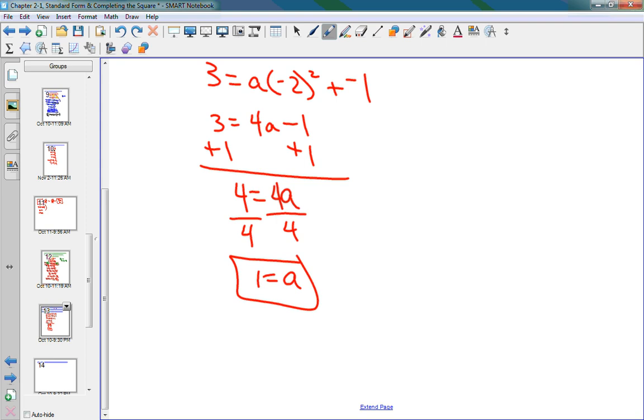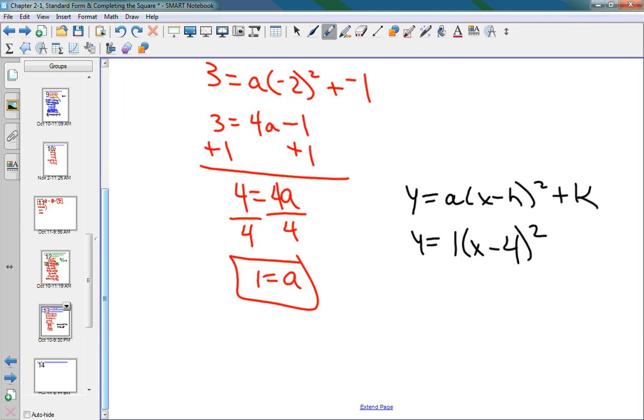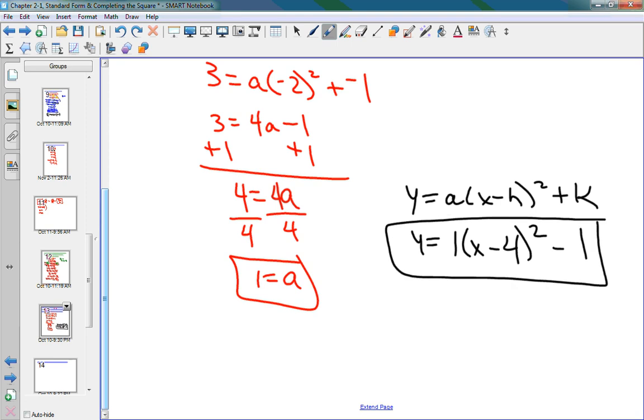Now, why did I have to find A? Because I needed to know if this thing was stretched or reflected or anything like that. Does that make sense? So with that said, my equation is going to be y is equal to A times x minus h quantity squared plus k. The y stays, and now what's A? 1. The x stays. What's H? 4. Yes, it was 4. Squared. What was K? Minus 1. There's your quadratic.